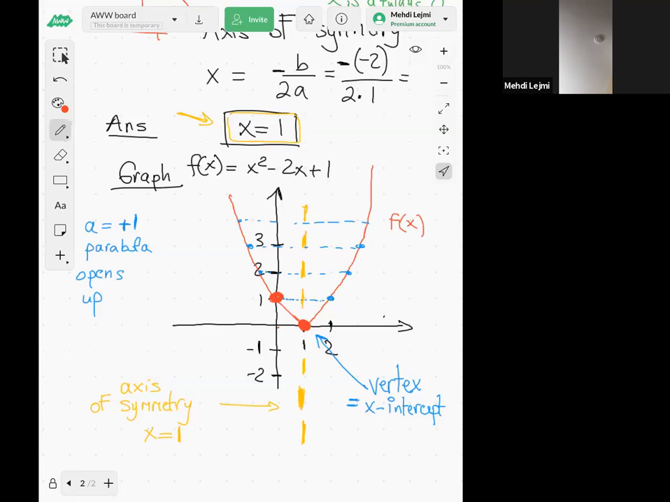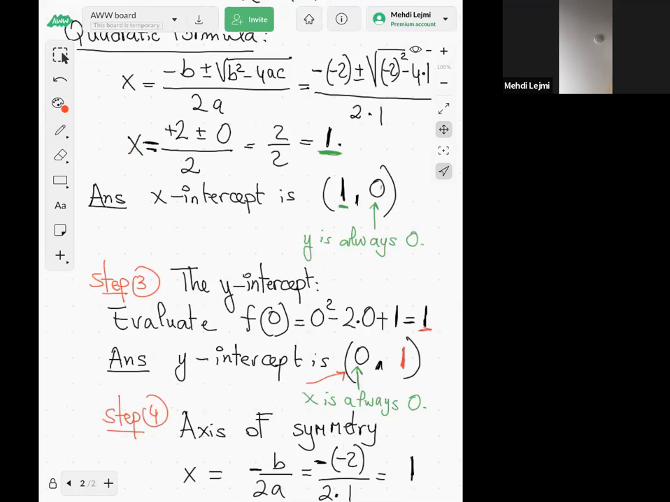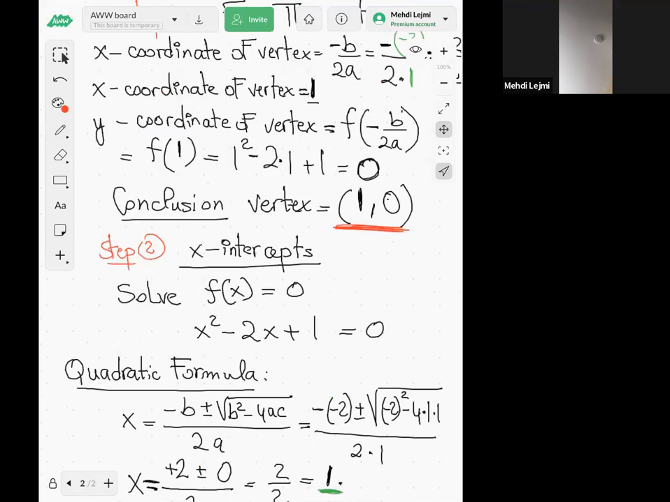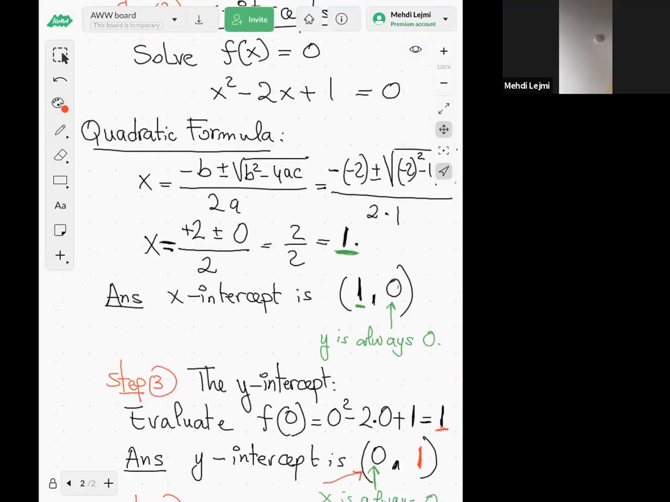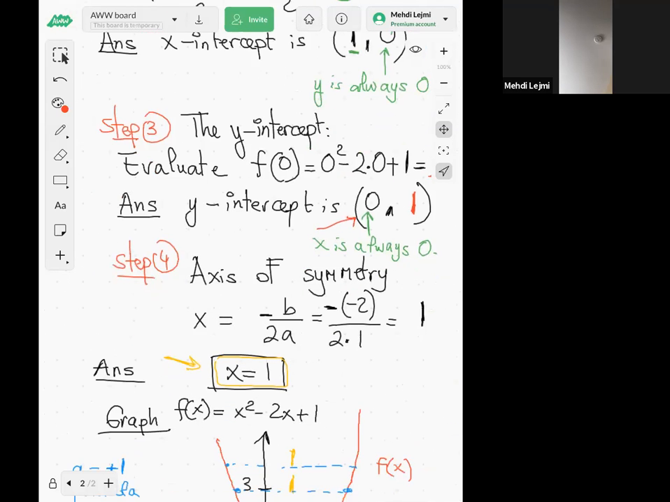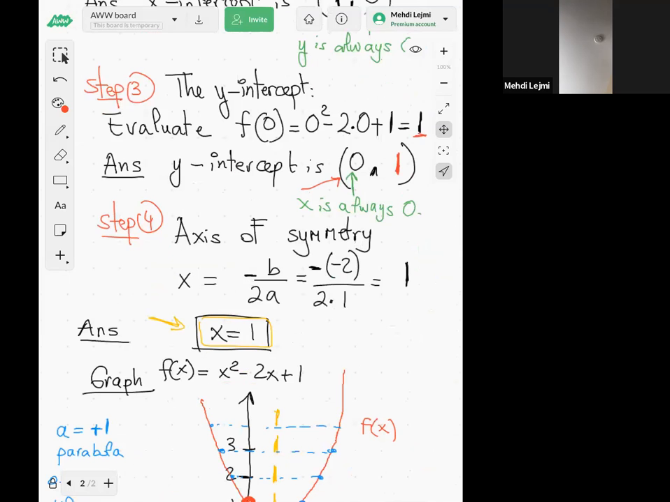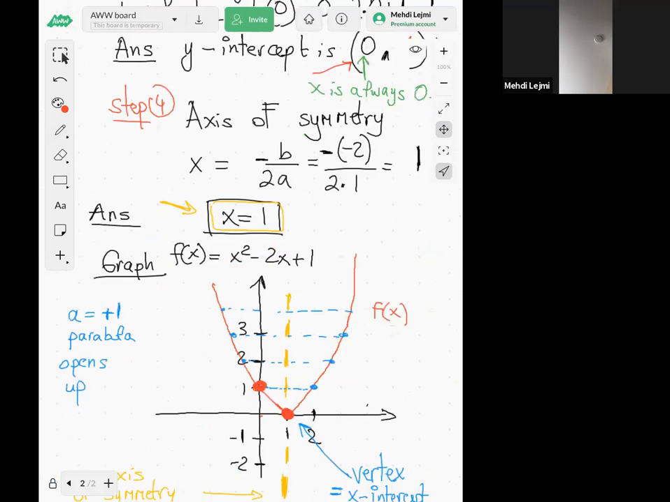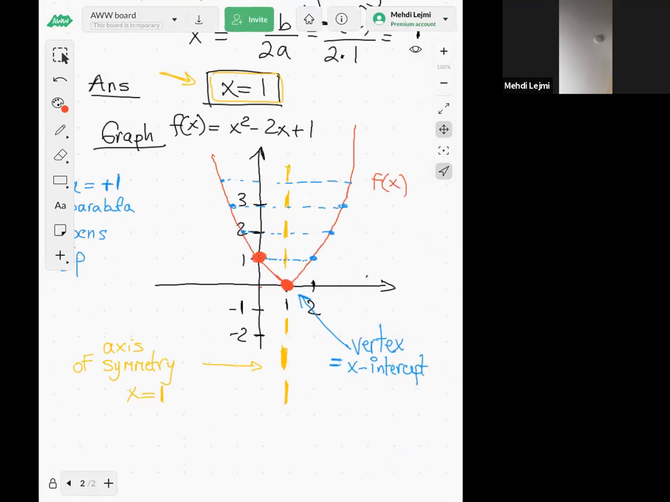Is there any question, guys? If there are no questions, I'm going to give you a couple of quadratic functions, and you need to try to graph them. Basically, we have these 4 steps. Find the vertex, next find the x-intercept, then find the y-intercept. The axis of symmetry is the same as the x coordinate of the vertex. And then just plot the points and connect them, right?